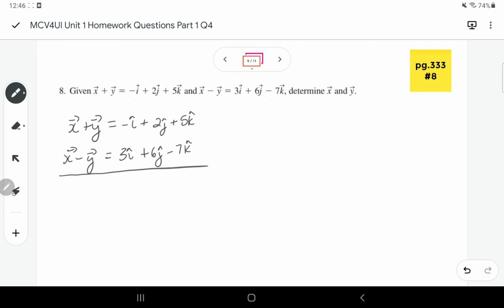So here, this is lined up really nicely to do elimination. I'm just going to add these together and eliminate the y's. So I would get 2 times vector x. The plus vector y minus vector y is gone. So then I'd have 2i plus 8j minus 2k. And then just dividing out by 2, I would get vector x is i plus 4j minus k. And then solving from either one of these equations, x plus y is probably what I would use.